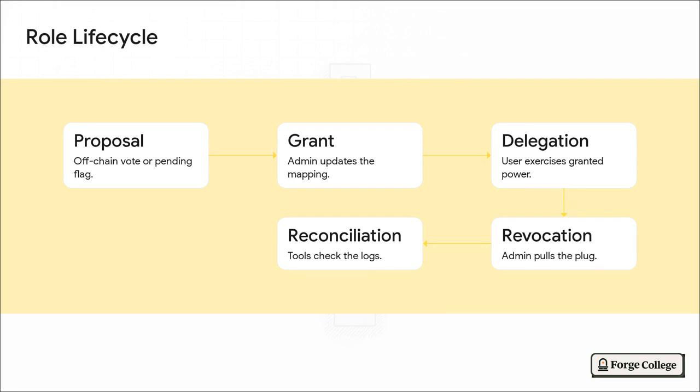First up, we have a proposal. Maybe that's an off-chain vote to give someone access. Second is the actual grant, where the mapping gets updated on-chain.